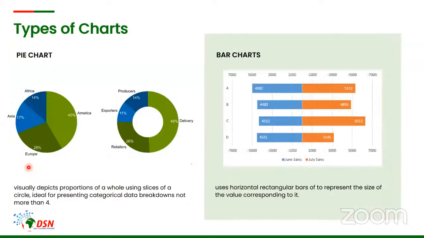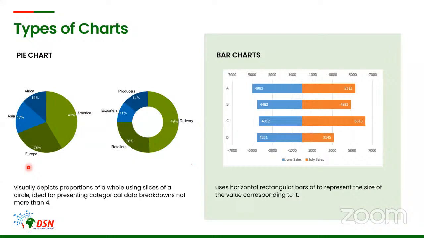So we also have pie charts. A pie chart visually depicts proportion of a whole using slices of a circle, ideal for representing categorical data, but it is not ideal when we are using it for more than four slices of that data. So here is the ideal way to use a pie chart. If you have a category that has like three options, you can actually use a pie chart.